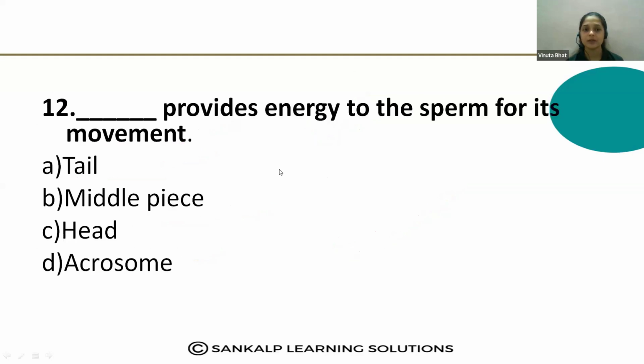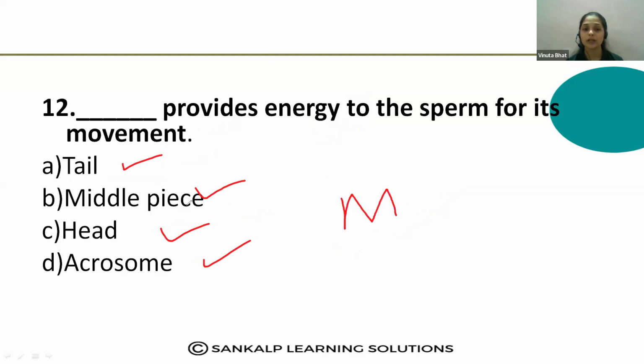Next question. Dash provides energy to the sperm for its movement. Tail, middle piece, head, acrosome. Here, which part of the sperm? It contains mitochondria. And what do mitochondria do? They provide energy.